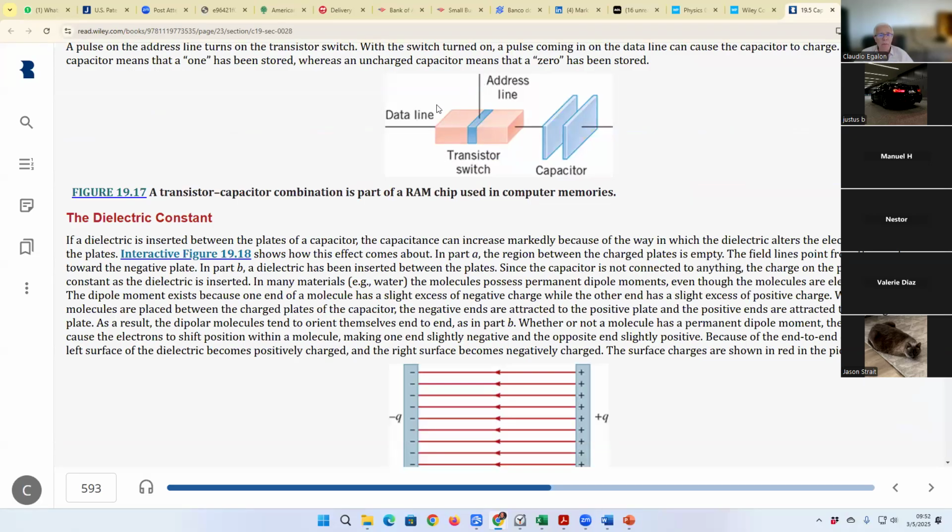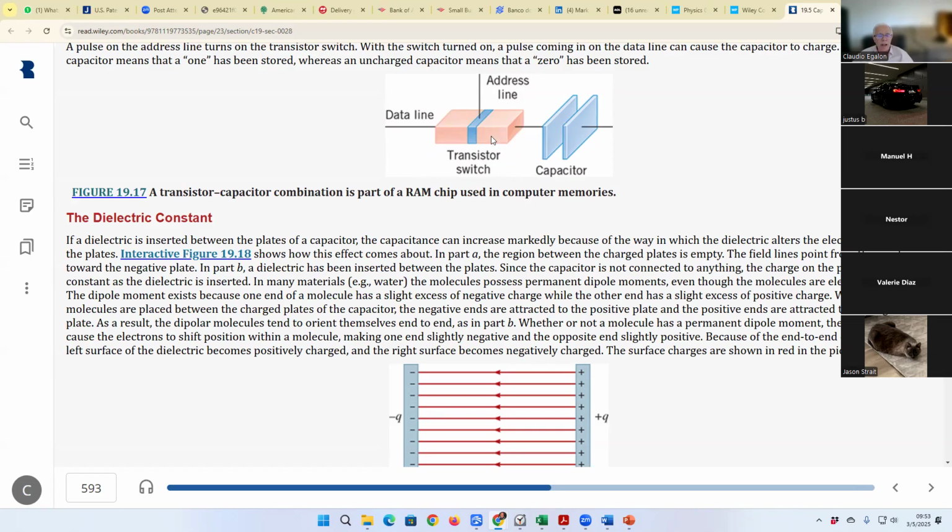Here we have a transistor, by the way. Remember, we're not going to talk about transistors in this course; that's for a more advanced course. A transistor-capacitor combination is part of a RAM chip, the random access memory chip used in computer memories. The transistor is just a switch with three leads. A capacitor has only 2 leads, but the transistor has 3. We're not going to elaborate on that, but it works just like a regular switch, the same switch you have at home that turns a light on and off.